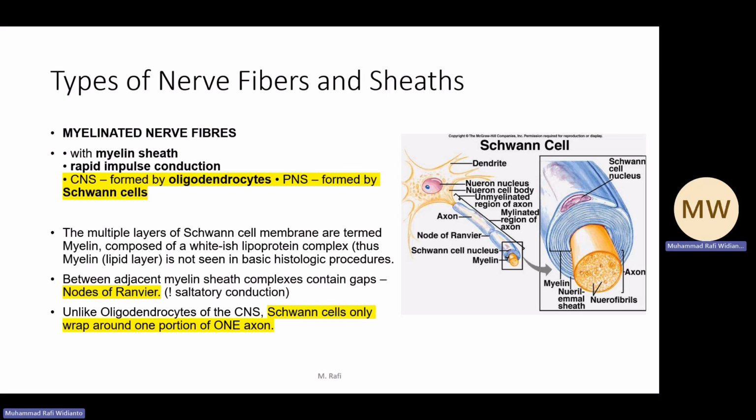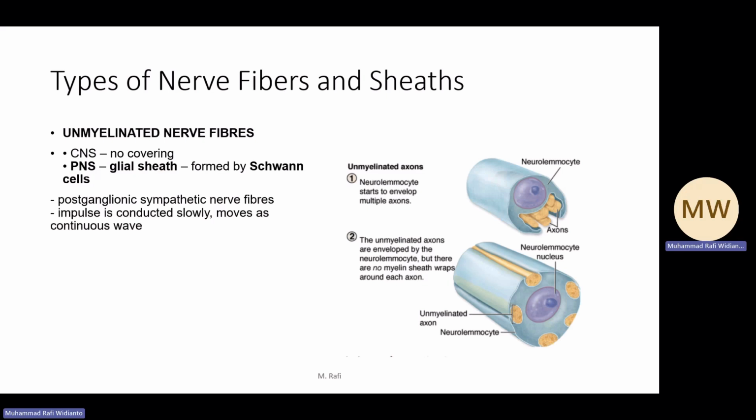Unlike oligodendrocytes of the CNS, Schwann cells only wrap around one portion of one axon, whereas oligodendrocytes will form many different foot processes with many nerves and many axons. We will see that later. Unmyelinated nerve fibers are in the CNS and PNS as well.